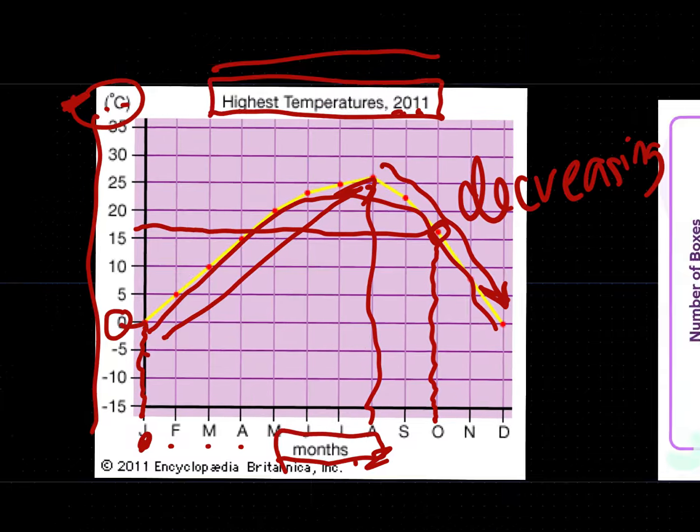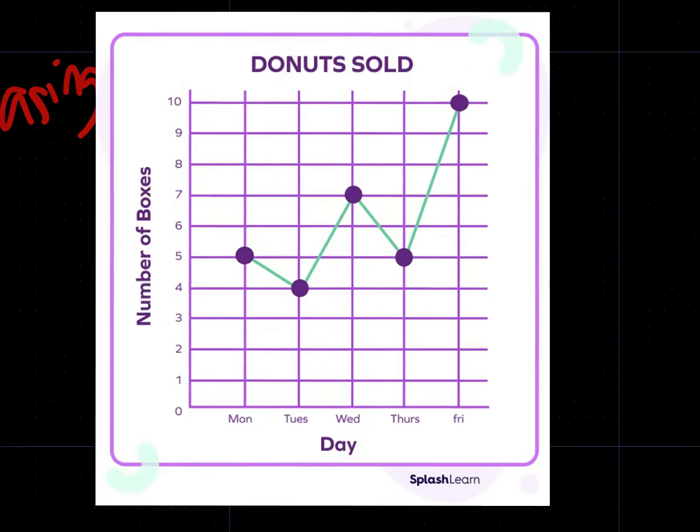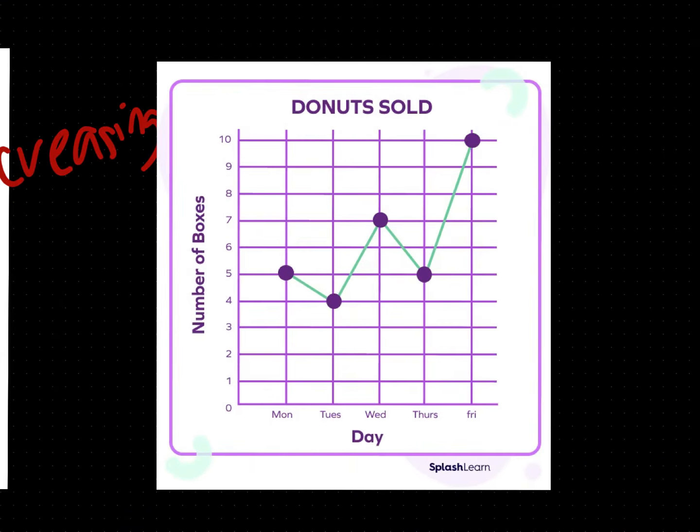All right, I want you guys to try to answer this question. What is this graph measuring? Yeah, so here we're going to look at the title, donuts sold. We're going to look at the axis label, number of boxes, and per day. So this graph is measuring the number of donuts sold in number of boxes for each day.